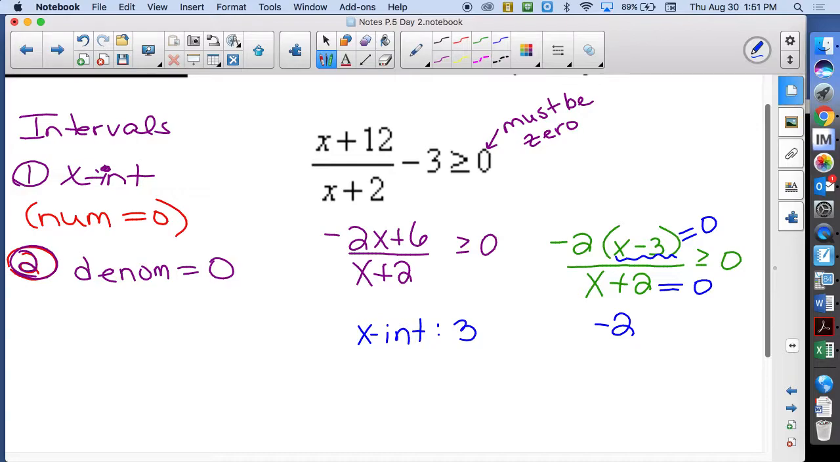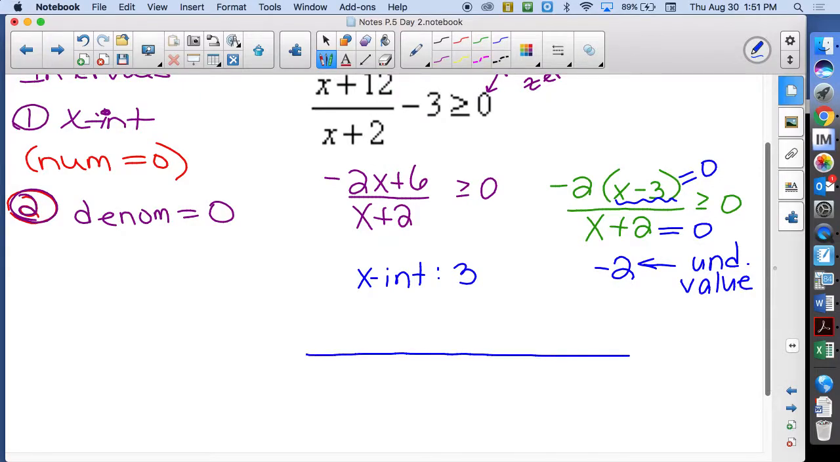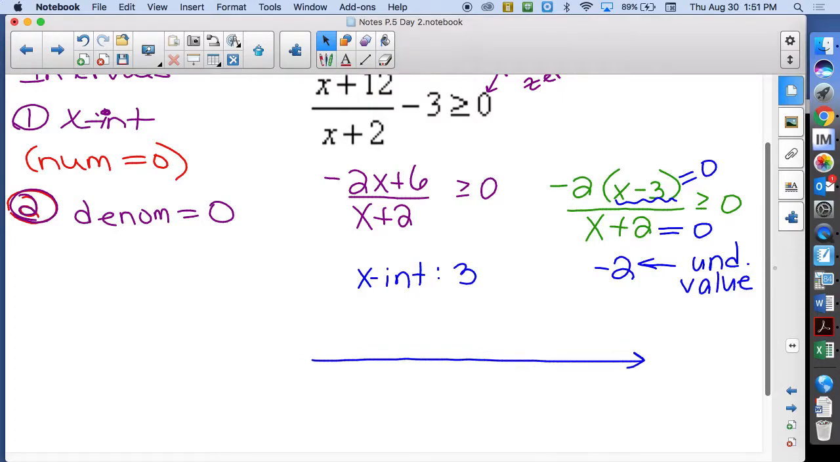So to get this number line to be broken up into intervals, we're going to use any x-intercepts and the number that makes the denominator equal to 0. So this is like our undefined value for the denominator. I'll put UNDVALU. See if you can get your number line to work and pick a couple numbers for your test interval.